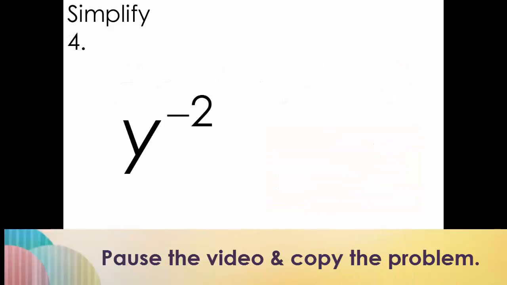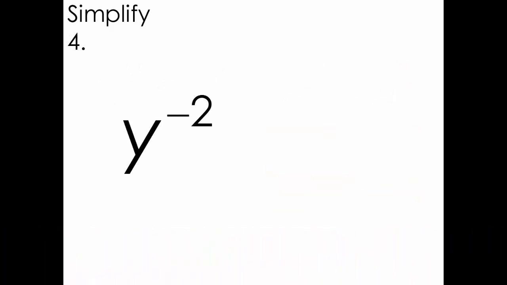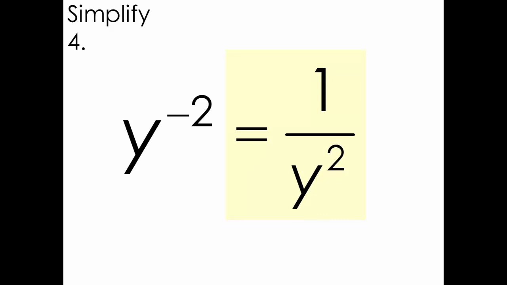Copy down example 4. This one we have a negative exponent, so it's going to cause this to be the reciprocal. Once you move it, it then has a positive exponent.